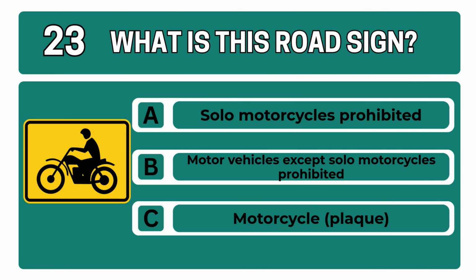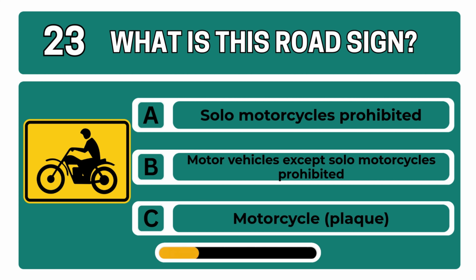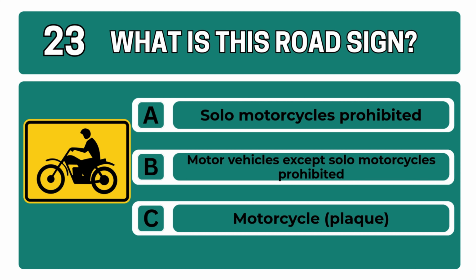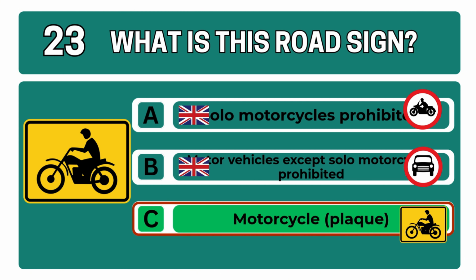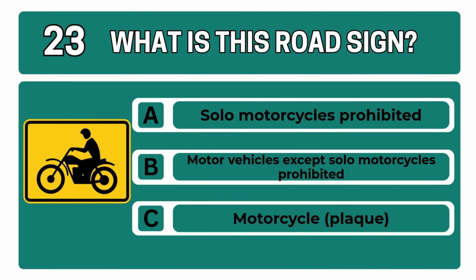Question 23. What is this road sign? A. Solo motorcycles prohibited. B. Motor vehicles except solo motorcycles prohibited. C. Motorcycle, plaque. The answer is C. Motorcycle, plaque.